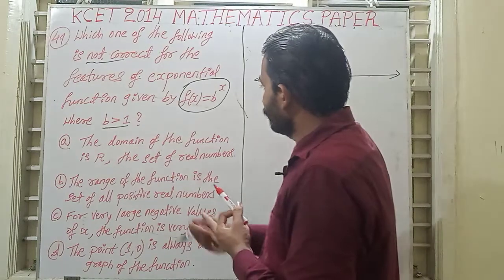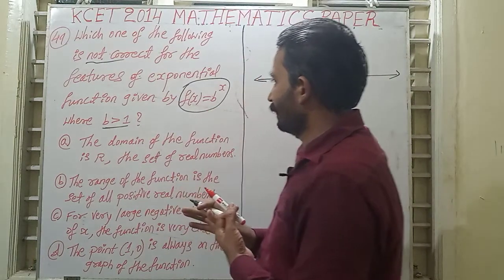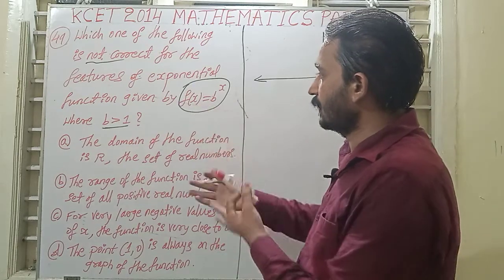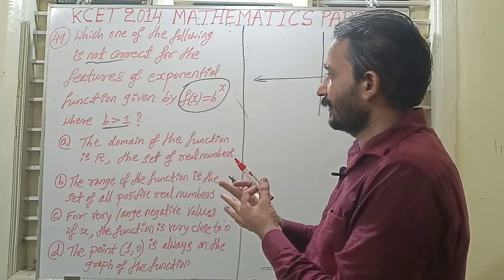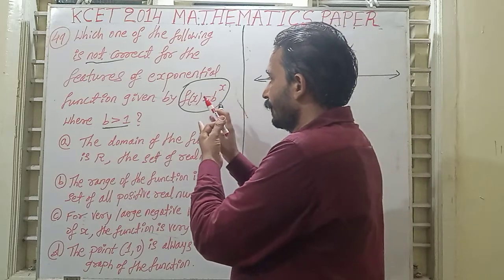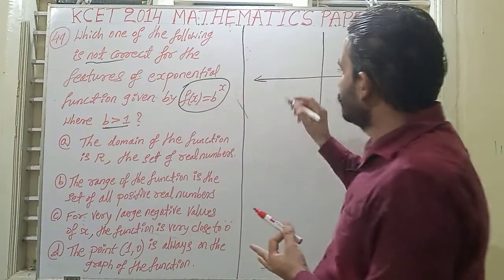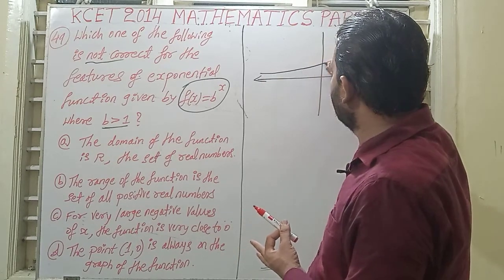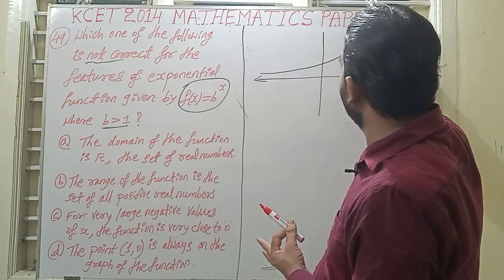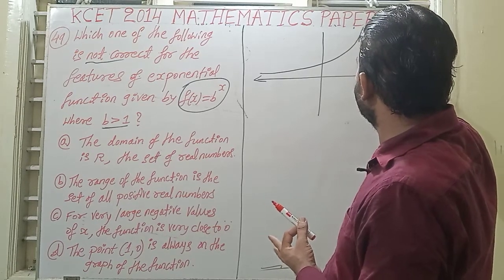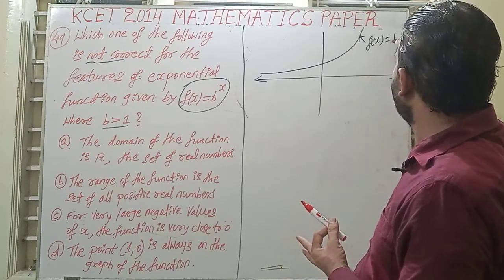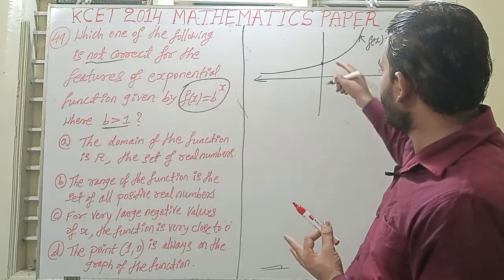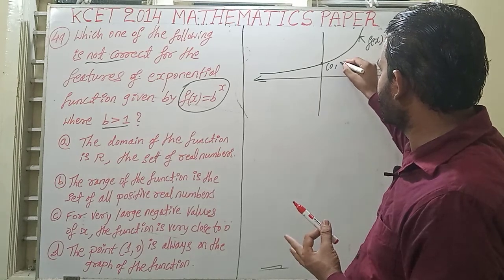So the domain of this function is every real number, because it is defined for any real number. You can put x values any real number, so the output function should be defined. So domain is any real number. So the graph of this function is in the form of this. This is the f of x is equal to b to the power of x graph. This is the exponential graph. Okay, this point is 0, 1, which it is passing through.